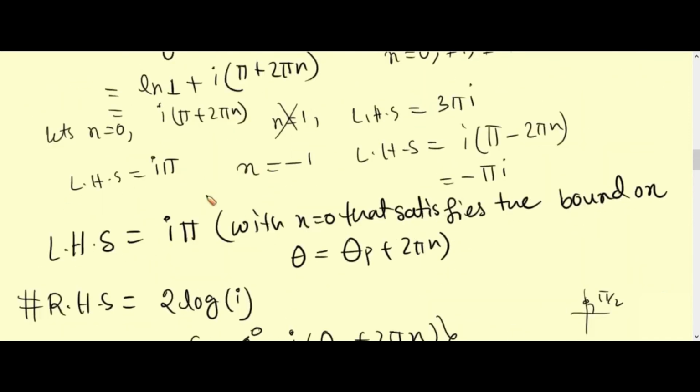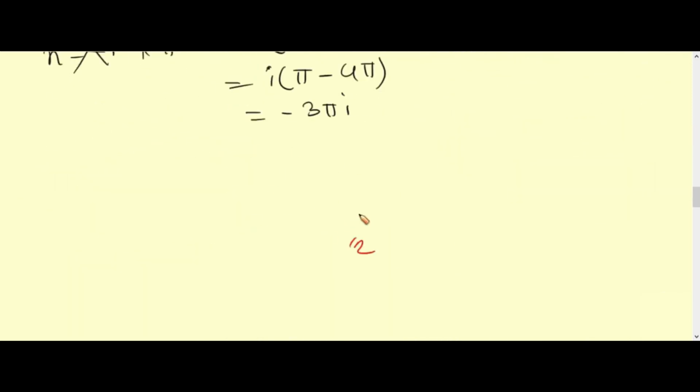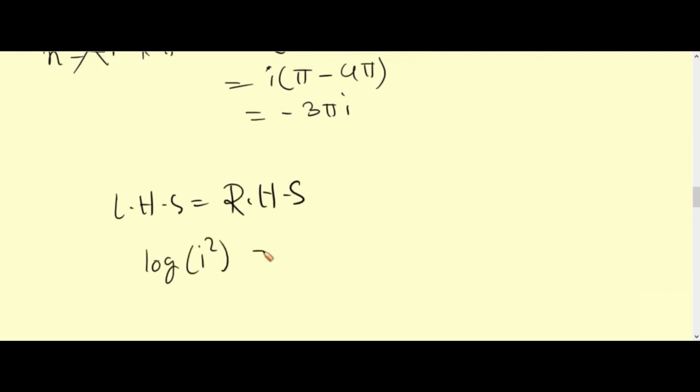And if you just check the calculation above, this left hand side is iπ with n equals 0 that satisfies our bound on theta, and same goes for the right hand side. So we can write finally that left hand side is equal to right hand side. That means in this case log i squared is just 2 log i.